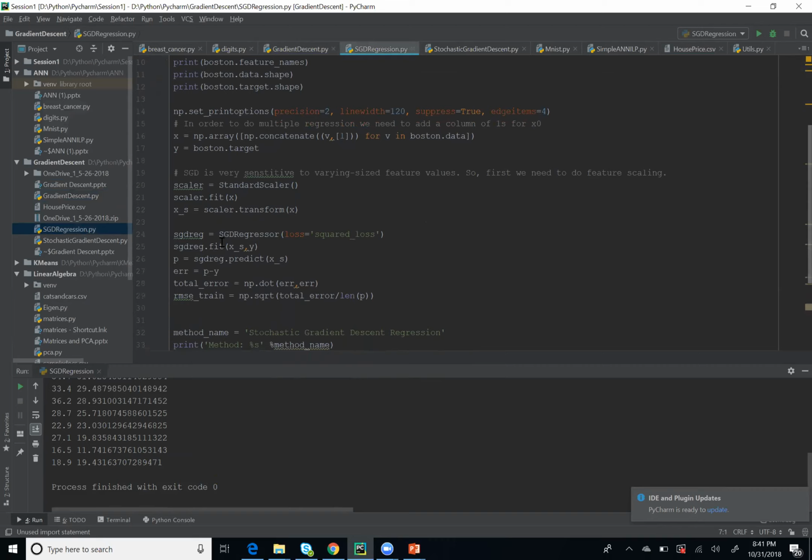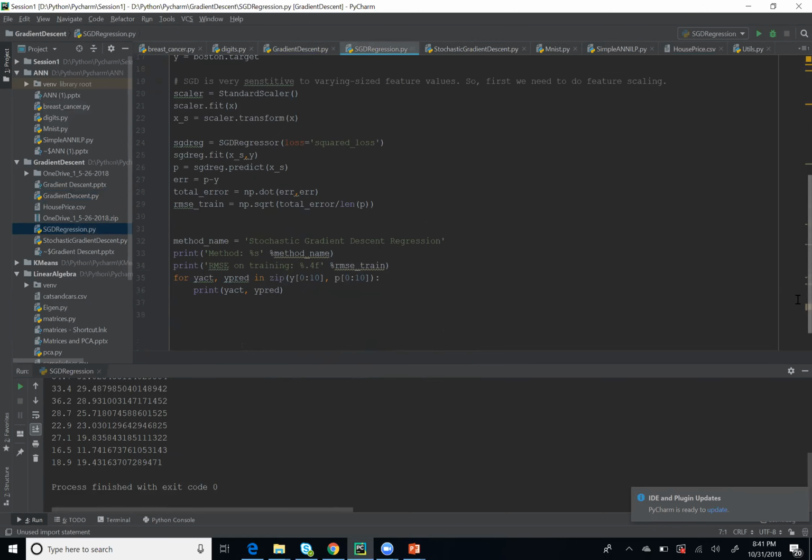In this, what we did is we did the scalar transform, which is to normalize the data, and then we created a model on the same lines as the other algorithms. We got a stochastic gradient descent regressor, fit a model for squared loss, and predicted on the test samples. Then I printed out the total error, and in the regression method I printed out the root mean square error and the difference between y actual and y predicted values. This is the best fit we've got so far.